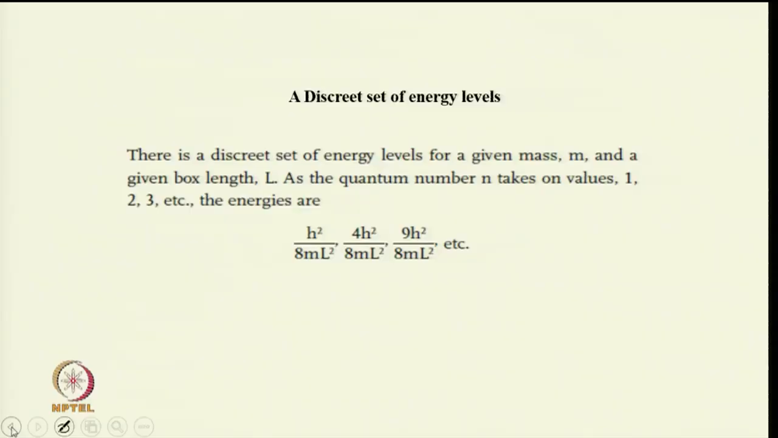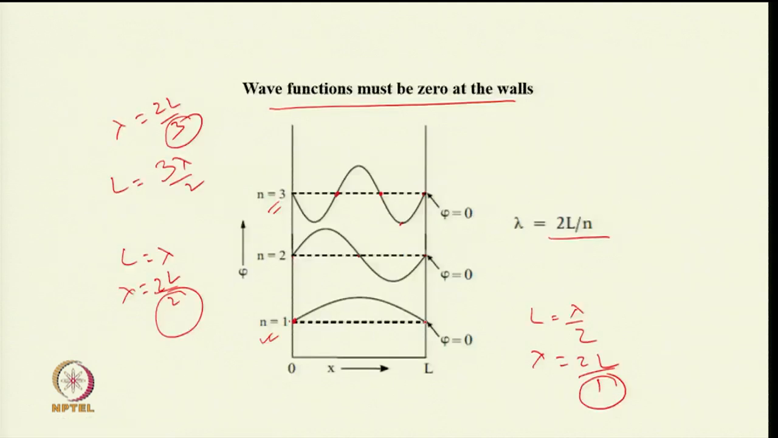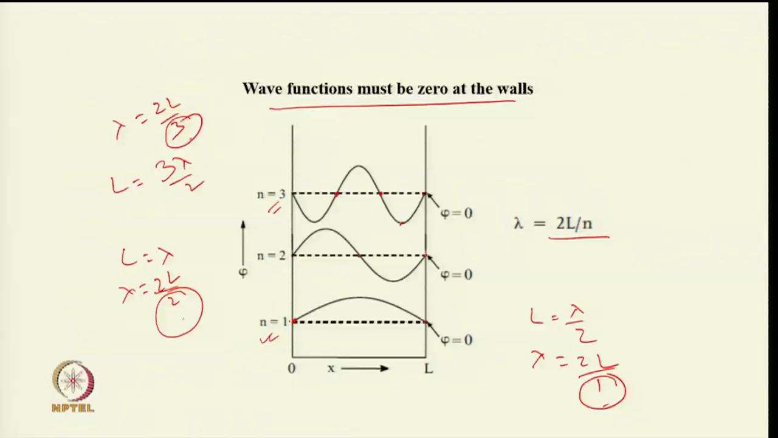If you look at the previous particle in a box, n can only take integer values. It can take 1, 2, 3. It cannot take a fractional value, because in that case the wave function will not be 0 at x equal to L. So please keep that in mind.